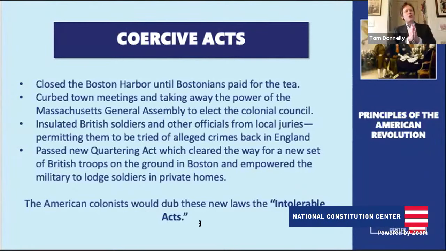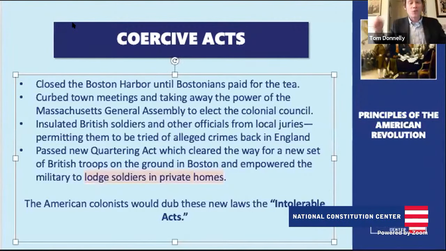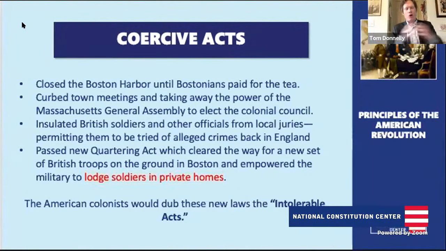And then finally, they also pass a new quartering act, which clears the way for more British troops to come to America and also empowered them to house those troops in the homes of American colonists against their will. The hope was that these coercive acts, which the American colonists would call the Intolerable Acts, would end up dividing Boston, the real rabble-rousers, from the rest of the colonies. Instead, it drew the colonies together and closer to revolution.